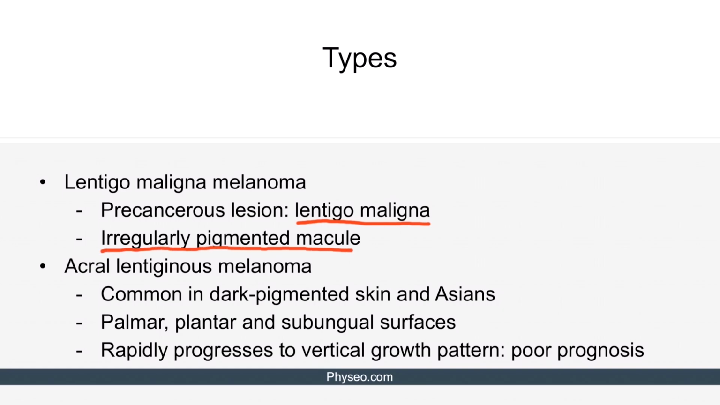And acral lentiginous melanoma is the last type that we'll discuss in our lecture. It is common among people with dark pigmented skin, as well as Asians. And it's unique as it appears on the palmar, plantar, and subungual surfaces. And it has a horizontal growth, so it's spreading horizontally on the skin, and that rapidly progresses to vertical growth. And when it goes vertically, that actually is bad. And that's one of the reasons that this type has a poor prognosis.